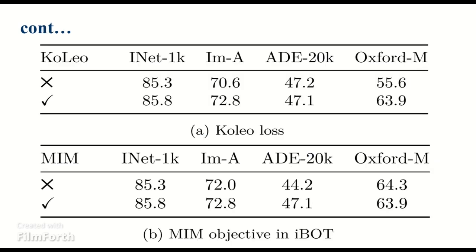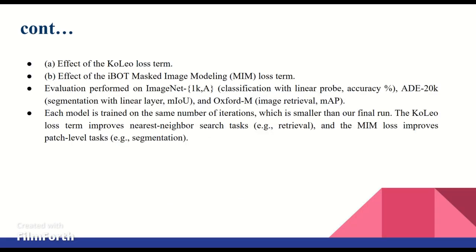So here we discuss KoLeo and MIM loss effects. Here we isolate the effect of KoLeo and MIM losses. Removing KoLeo drops Oxford-M retrieval mAP from 63.9 to 55.6. Removing MIM reduced segmentation mIoU by nearly 3 points. Together, these ablations confirm that both losses are essential for different types of tasks. So we will discuss in the next slide in a summarized way.